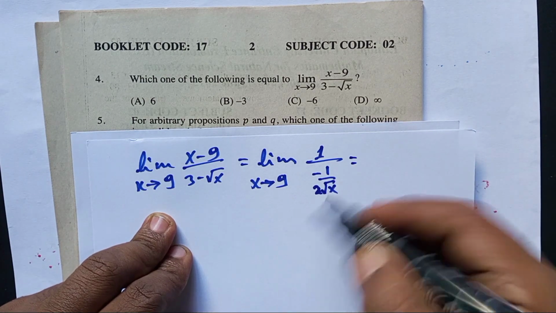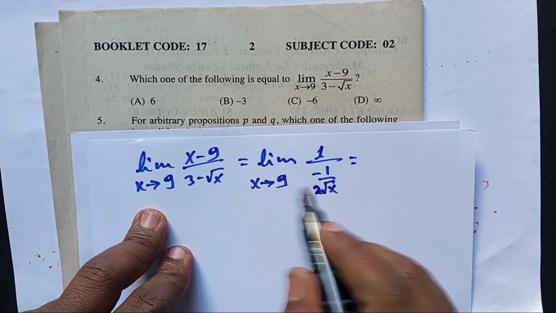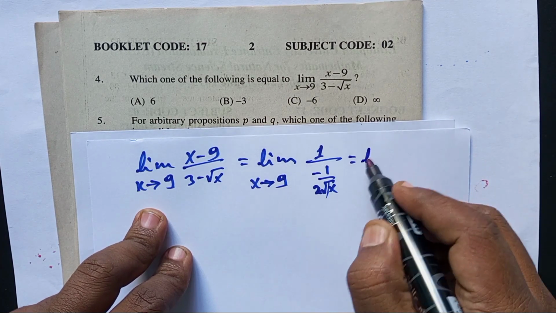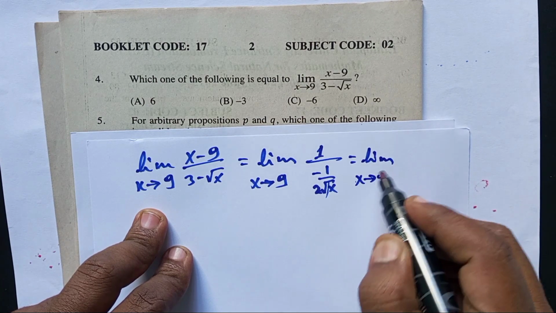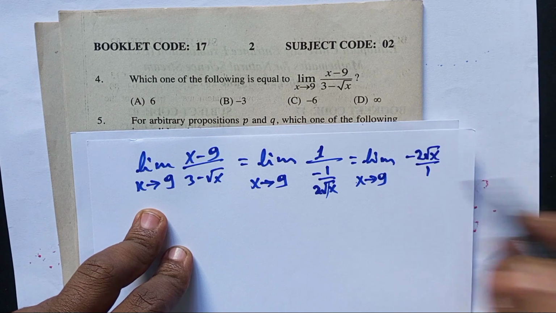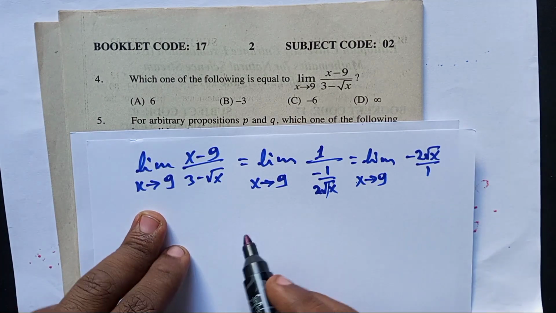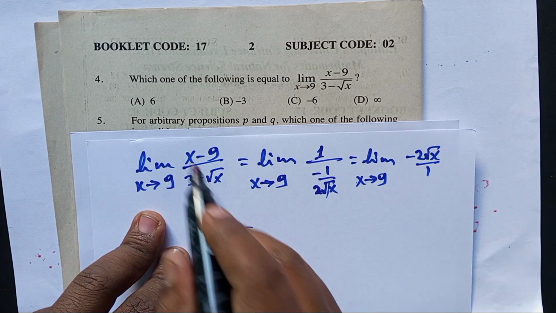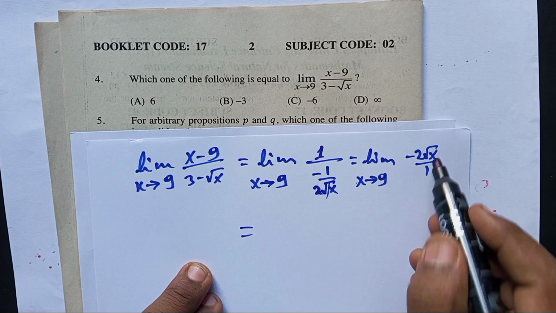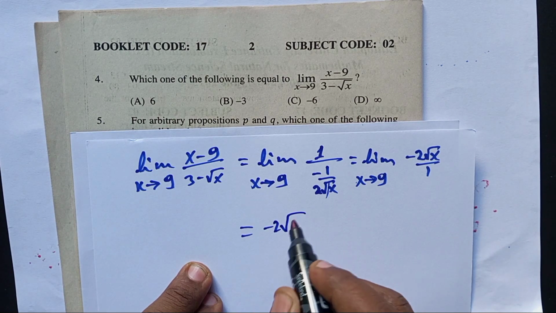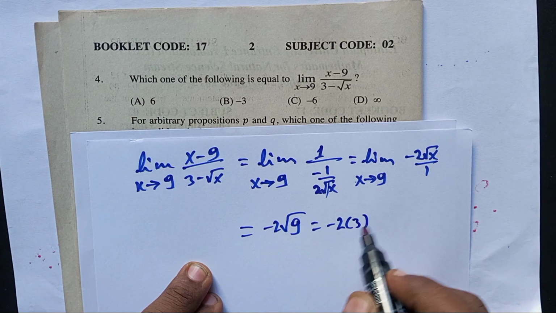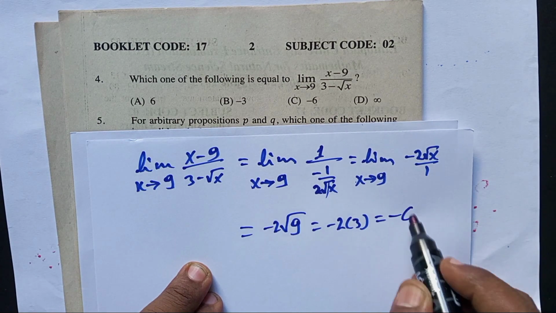So multiply by the reciprocal of that value. We have the limit as x approaches 9 of the reciprocal, which is negative 2 root x over 1. Then we can easily substitute 9. Before, substituting gave 0 over 0, which is an indeterminate form. Now substitute 9: negative 2 times the square root of 9, which is 3. So negative 2 times 3 is negative 6.